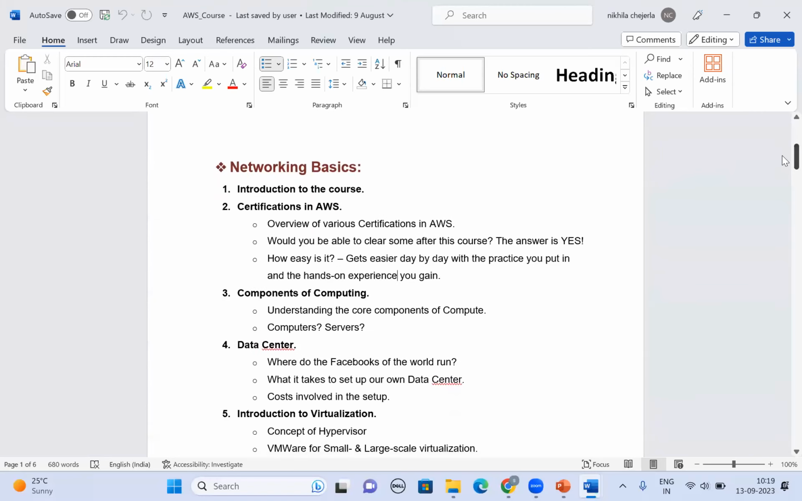Okay, if we go down a little bit, we will discuss about introduction of the course and all, right, networking basics. And yes, one of the important points is certifications. So how many of them are planning for the certifications, AWS certification? Any idea about certification? What's the path of certification from the AWS side? Okay, great, Mayur. Great. Good to hear that.